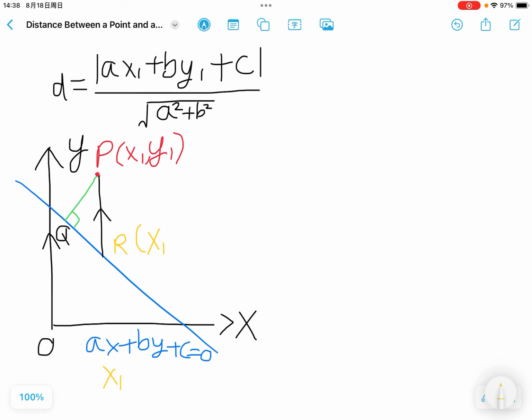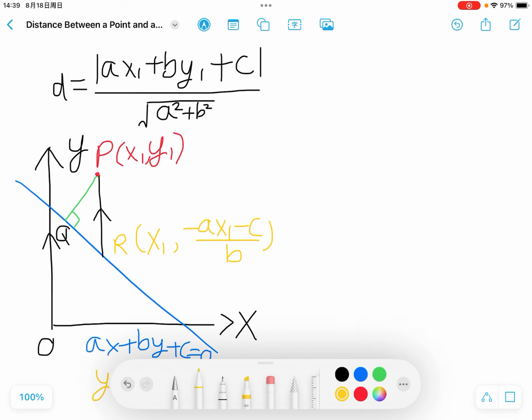If we just plug x1, we know that we have ax1 plus by plus c equals 0. So if we make y the subject, y is equal to negative ax minus c over b. Now we plug x equals x1, then we get the y coordinate for this is negative ax1 minus c over b. So that's our coordinates for R. Now let's just ignore Q because we only need R. So after we have R, what do we do now?